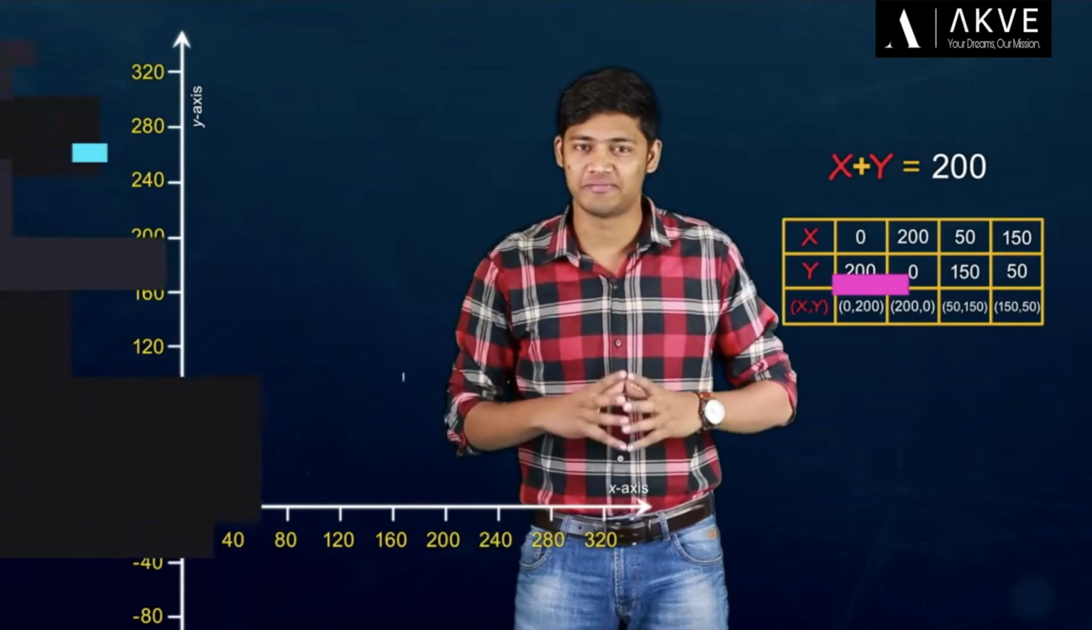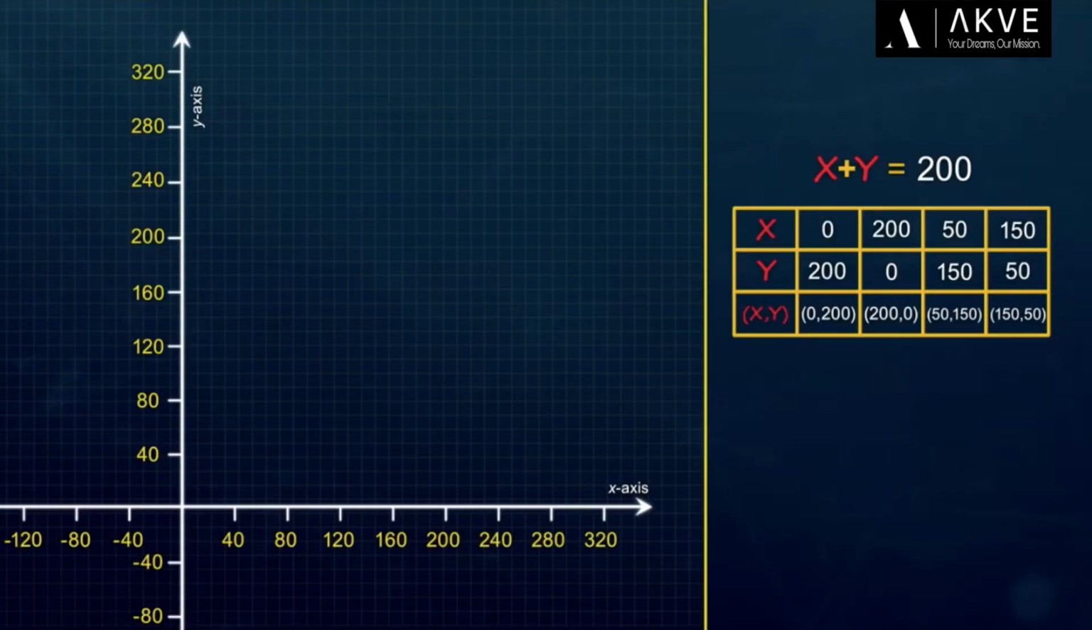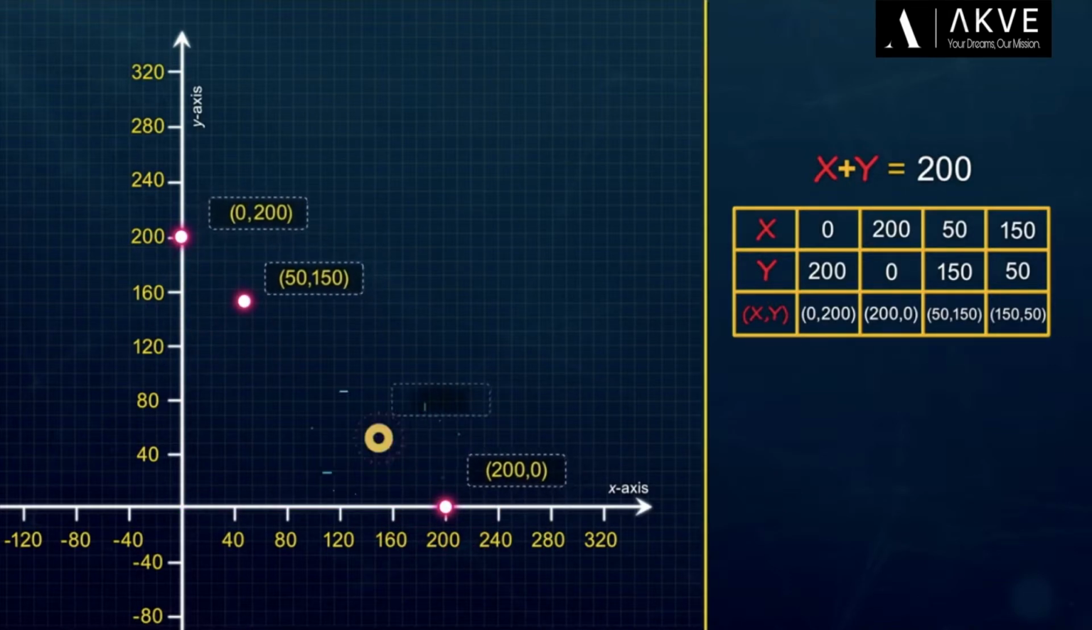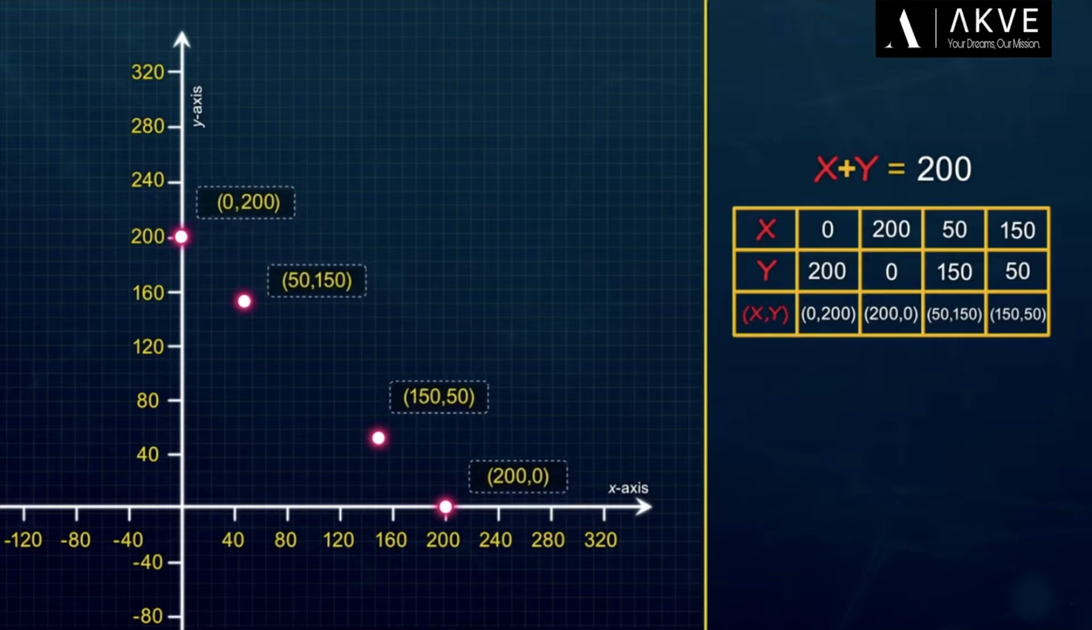So, let's do it. To plot the point (0, 200), we don't need to move on the x-axis, since the x coordinate is 0. We just have to move on the y-axis to 200. So, this is the point (0, 200). Similarly, we can represent the other 3 points, and the other 3 points are (200, 0), (50, 150), and (150, 50). Now, do you notice something special here?